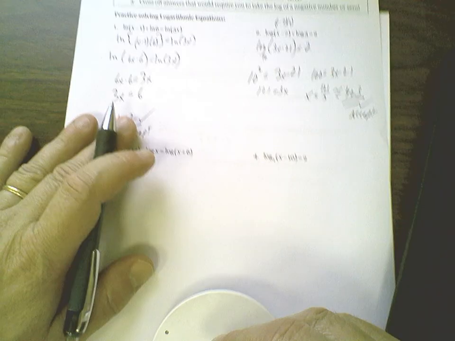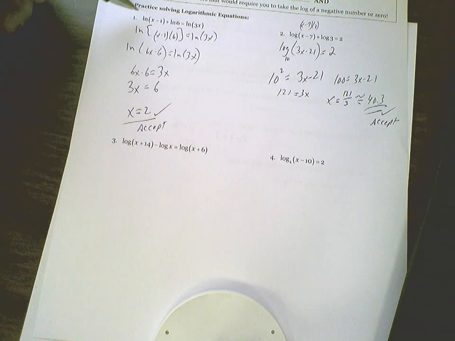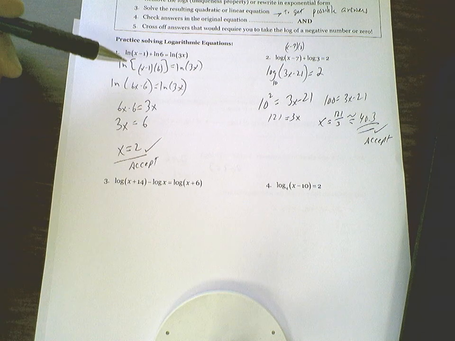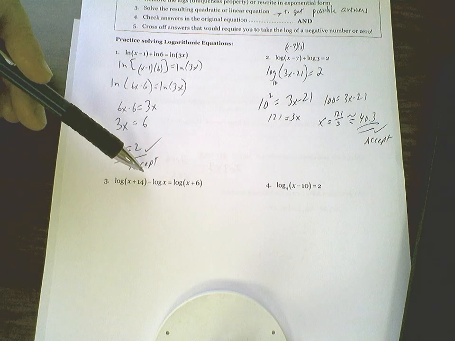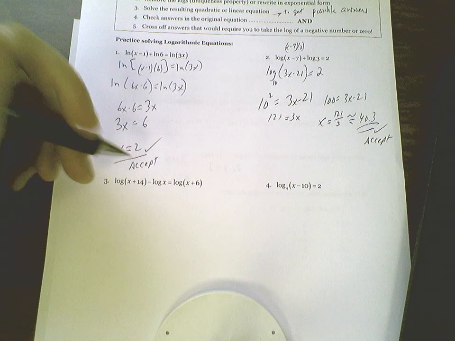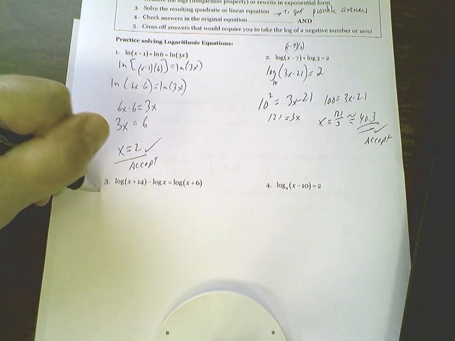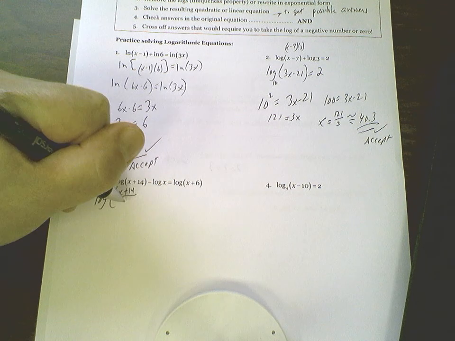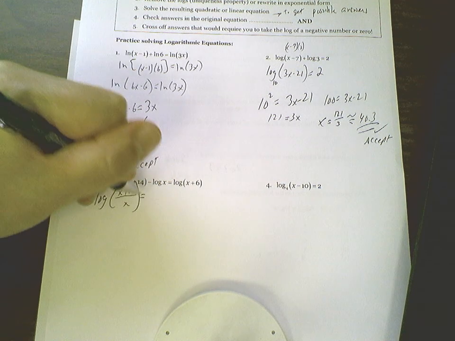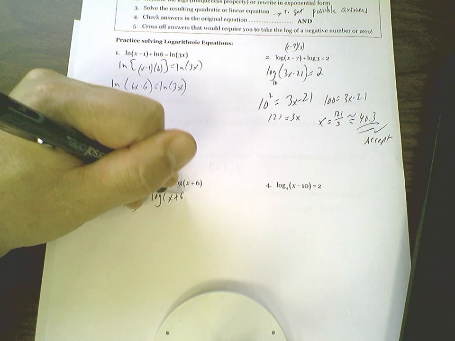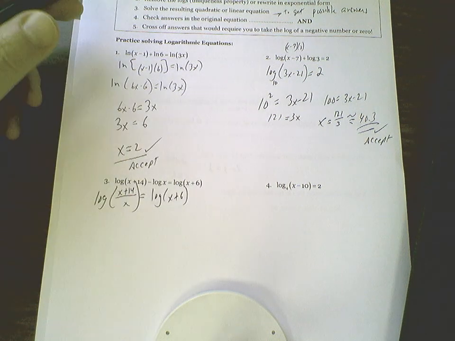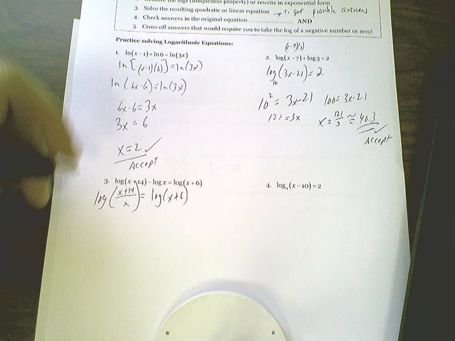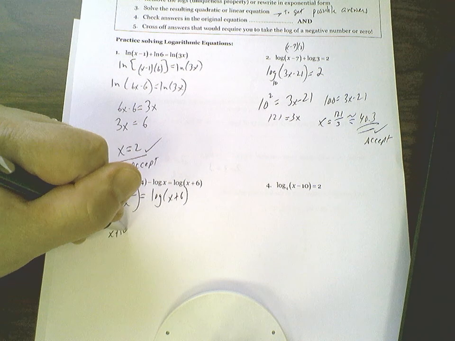Hey, this one looks very, very similar to our first problem. Looks like I got a consolidated log that I could build. In this case, it looks like I'm using the quotient property. I'm going to have the log of x plus 14 over x equals the log of x plus 6. Quotient property on the left side. What's this telling me? Well, it's telling me that I have uniqueness property at play. I can say x plus 14 over x equals x plus 6.